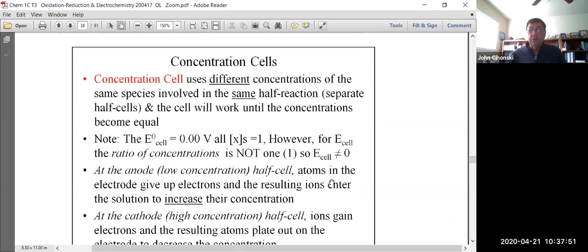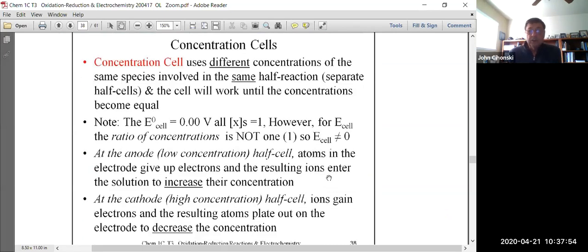Now, speaking of concentrations, let's talk about something that on the surface seems a little weird. It's called a concentration cell. What we have here is a situation where we have the exact same half reaction at the cathode and the anode. So we might have something like copper metal and copper 2+ as the half cell for both the anode and the cathode.